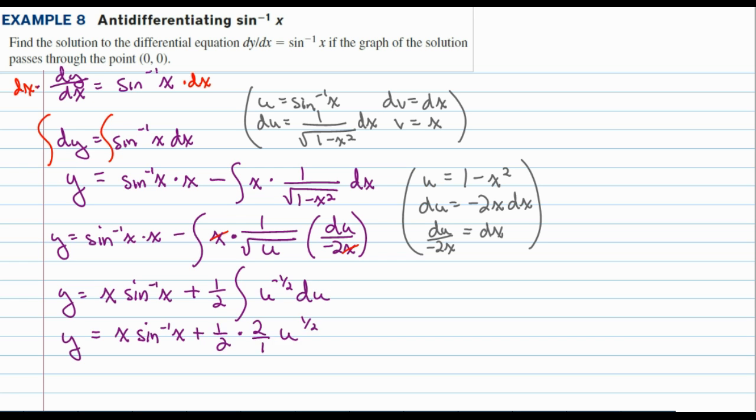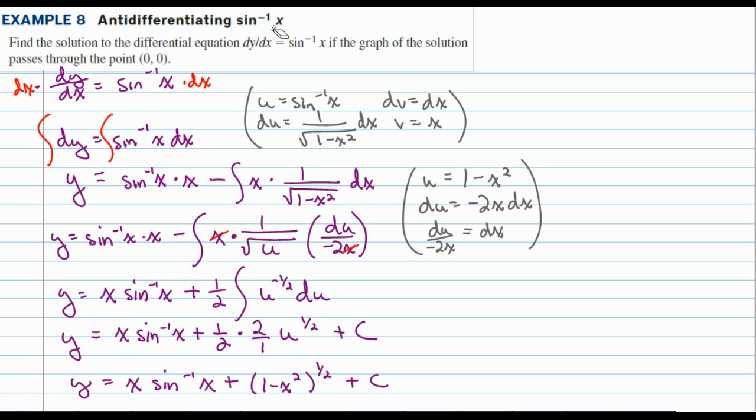The antiderivative of that would be 2u to the 1/2. Again, add 1 to the exponent and then divide by that new exponent. And then, of course, don't forget your plus c. So now this 1/2 and the 2 are going to cancel out, and I'm going to plug back in 1 minus x squared for u. So I have an expression that represents the antiderivative of the inverse sine of x. That is y equals x inverse sine of x plus the square root of 1 minus x squared plus c.